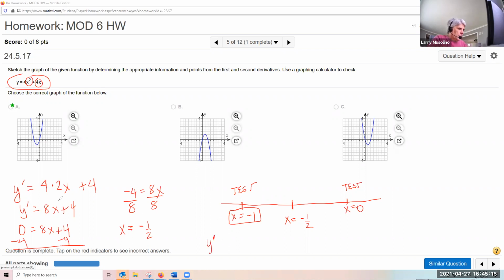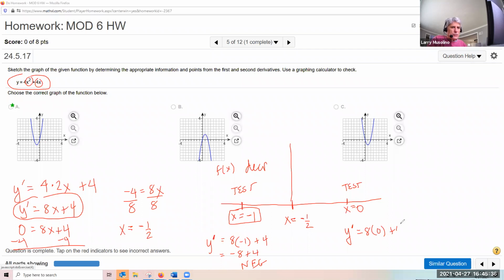Y prime is 8x plus 4. So this is going to be 8 times -1 plus 4. That's -8 plus 4. I can see that's negative. Well, that means the function is decreasing on this side of x equals -1/2. Let's come over here. Y prime is 8 times 0 plus 4. That's 0 plus 4. That's positive. So the function is increasing on this side.